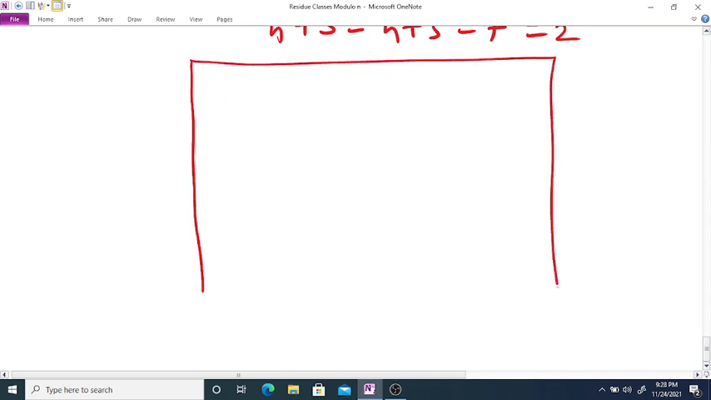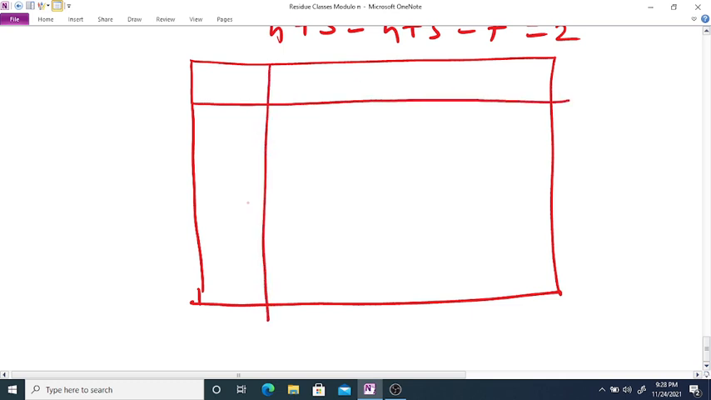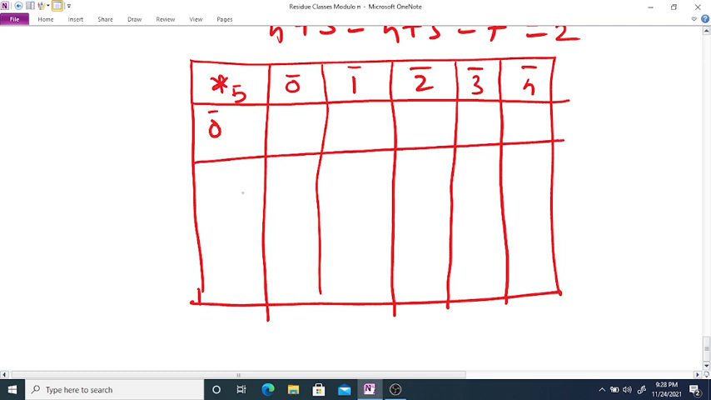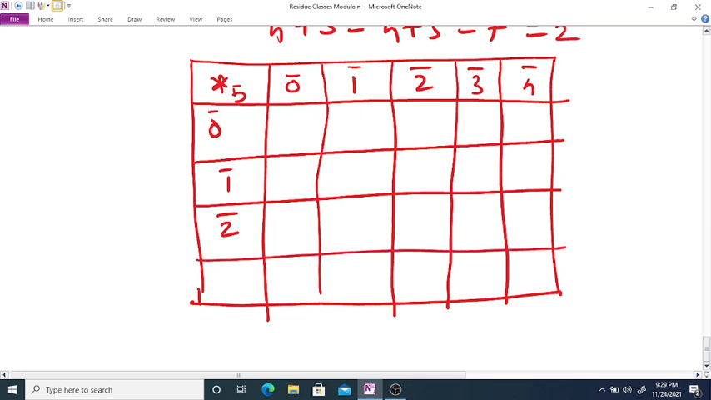Similarly you can make a multiplication table for the set Z5. So multiplication modulo 5, again 0 bar, 1 bar, 2 bar, 3 bar and 4 bar. So here 0 bar, 1 bar, 2 bar, 3 bar and 4 bar.